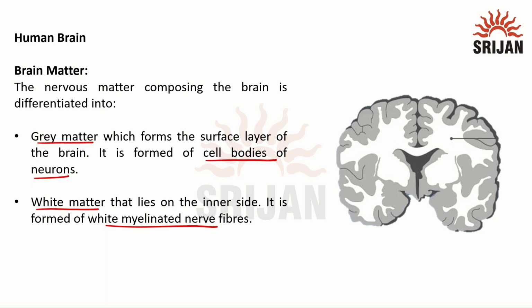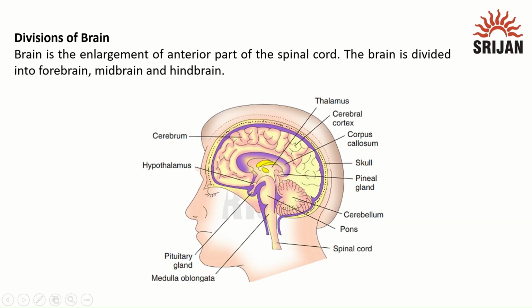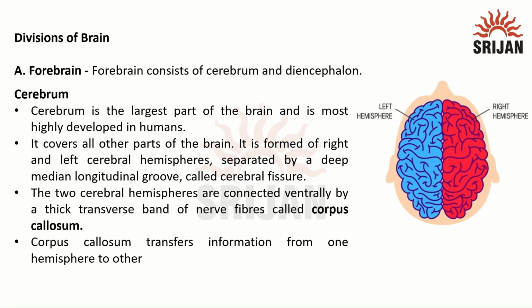Now, if we see the next structure, that is the divisions of the brain. The brain is the enlargement of the anterior part of the spinal cord. It is divided into three parts: forebrain, midbrain and hindbrain. So here we can see there are many structures. We will go one at a time. So first we will see about the forebrain. Forebrain has two main parts, cerebrum and diencephalon.